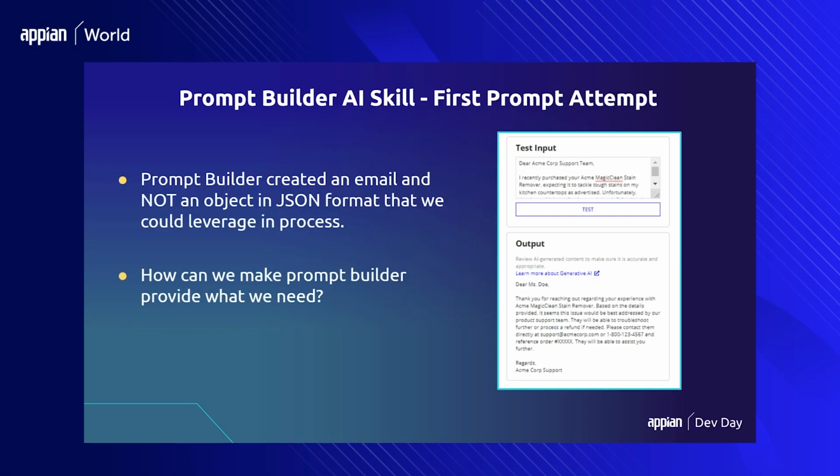And so it made a good attempt, right? It gave me a response. It gave me a response as an email that I should send back. But what I needed to do was categorize and route this, right? I needed this email to get routed into the right department. And to do that, I probably needed a JSON format. I did not need an email. So what can we do to make this better?